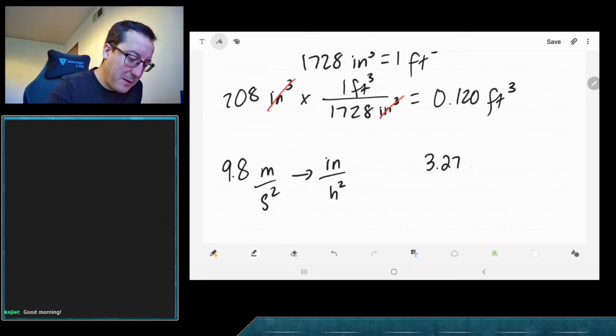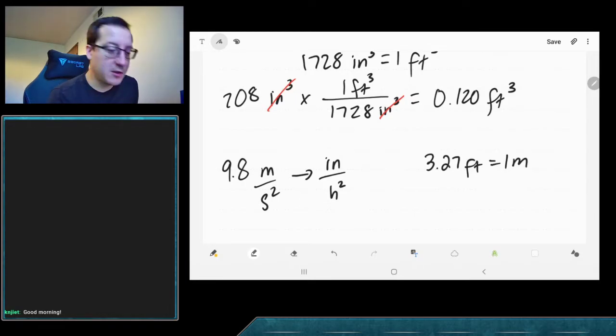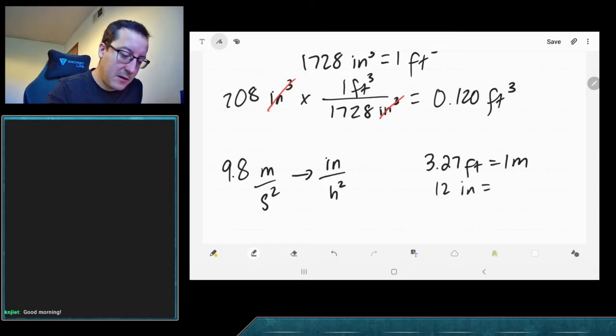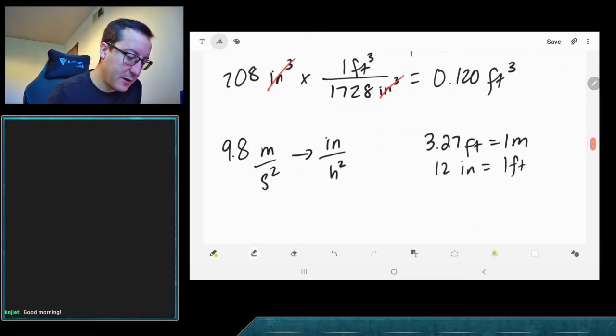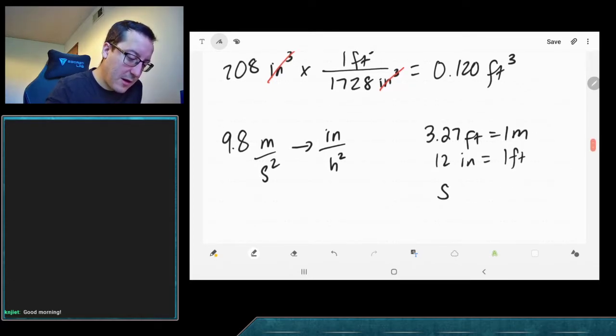So we remember maybe from last time that we had 3.27 feet as 1 meter. We remember from just a moment ago 12 inches in a foot. 60 seconds is 1 minute, and 60 minutes is 1 hour.